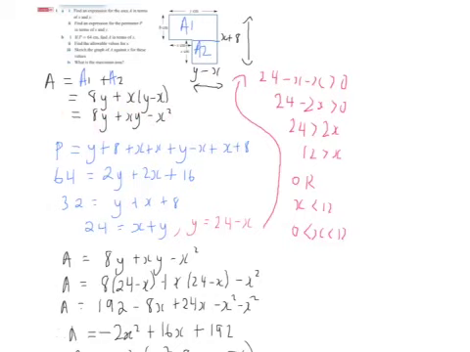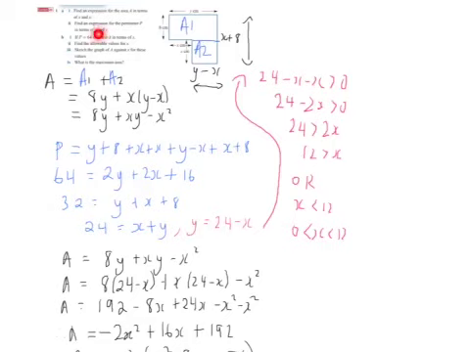Then it asks me to find the perimeter in terms of x and y. Naturally, perimeter is all the length of the outside bit, so adding up all these guys here. If we do that, we come up with the following expression. P equals y plus 8 plus x plus x plus y minus x plus 8, which simplifies to 2y plus 2x plus 16.